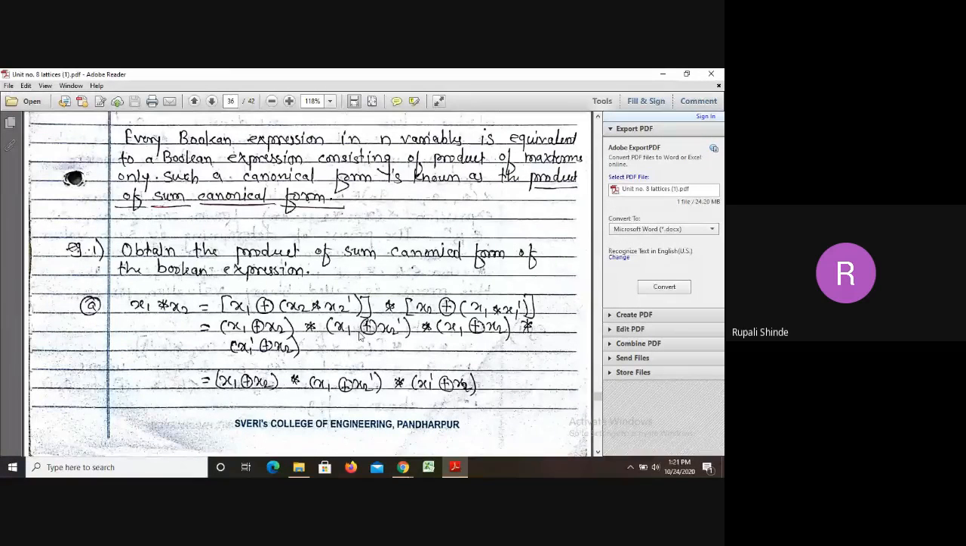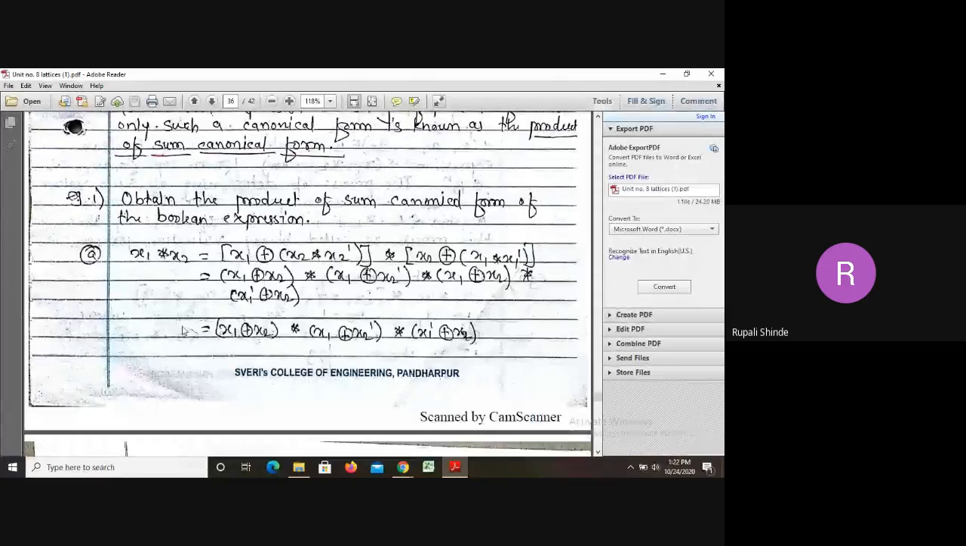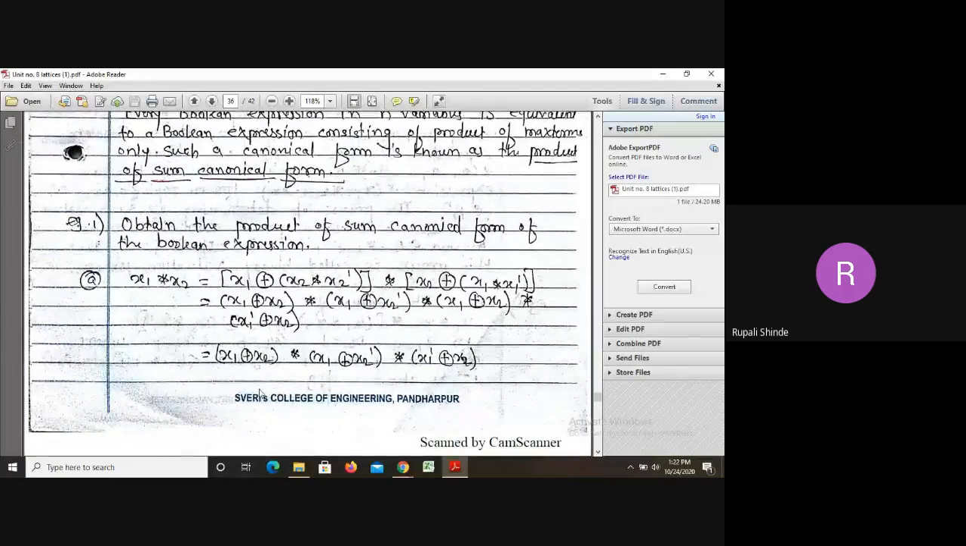This is the first bracket. The second one is X1 XOR X2's complement, star. The third one is X1 complement XOR X2. Now check whether this is in product of sum form. Check here: the product is here. Yes, that is correct. And the sum is here. So this is the correct format. Now check whether each and every bracket contains both the variables X1, X2. Yes, that's why whatever answer we got is correct. Have we understood?